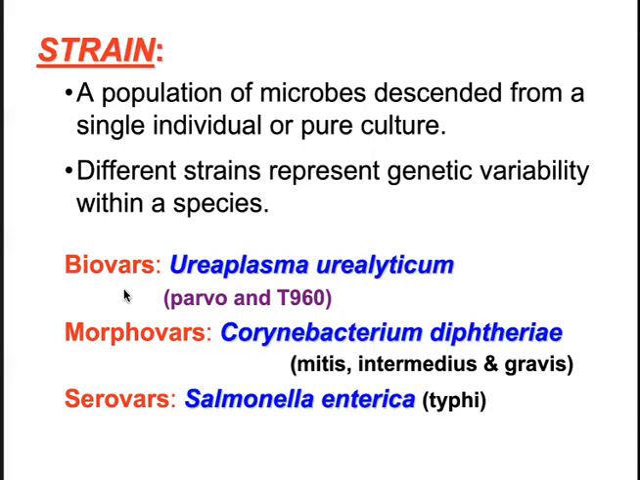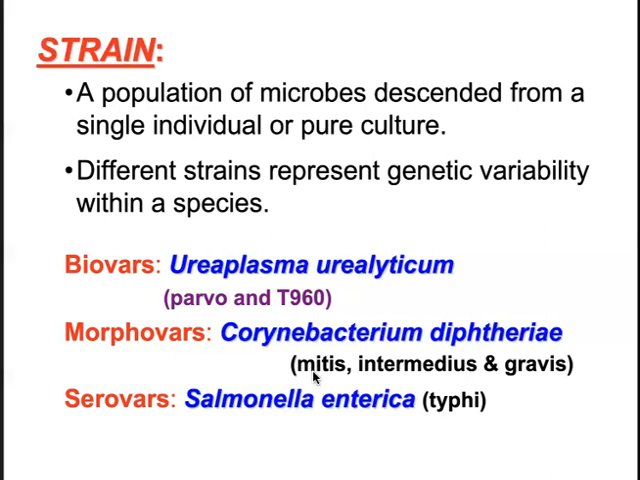And then strains can be divided into different types. We have biovarieties or simply biovars, morphovars, and then serovars. Biovars may mean they are biologically variable from their pure culture. One example is Ureaplasma urealyticum, where we have the biovars Parvo and T960. For morphovars, they are morphologically different. In this case, for Corynebacterium diphtheriae, they are morphologically different in terms of their colonies.